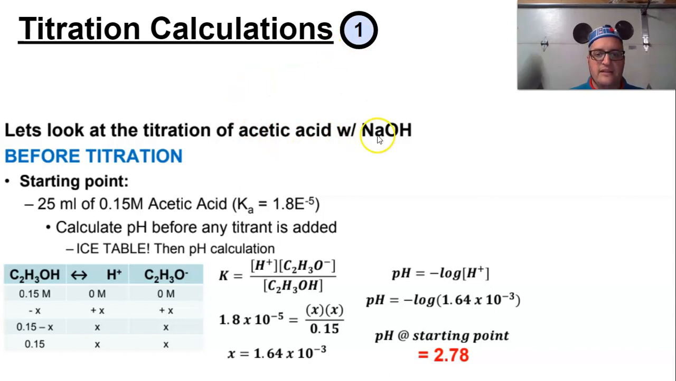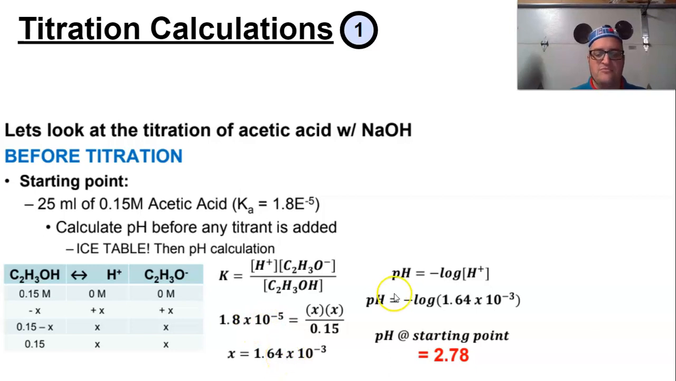So we got a weak acid with base. I'm going to start off with my amount of weak acid. Got our Ka given. Calculate the pH before any titrant is given. So we just have our normal concentrations in. This is where we go back to the x squared over the original concentration is equal to Ka.